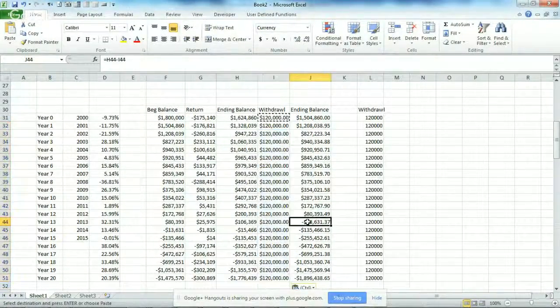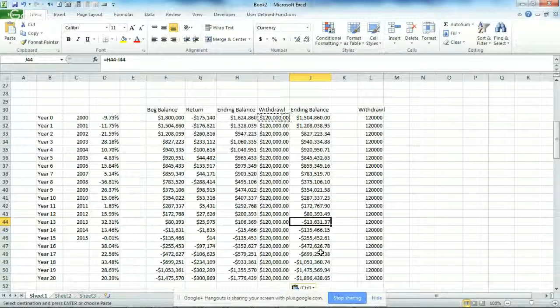if you were to withdraw $120,000, what's going to happen is that by the time you come to year 2013, you are going to be out of money. So basically, near 2013, you're not going to have enough money to withdraw $120,000 because by the end of year 2012, you're only left with $80,000, and even with that 32% increase in 2013, it only brings it up to 106. So now you will be short about $13,000.